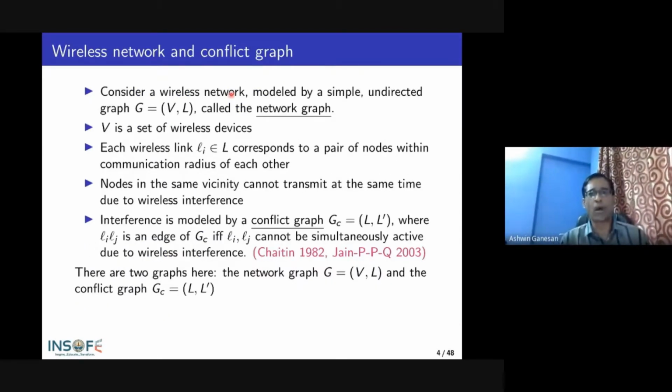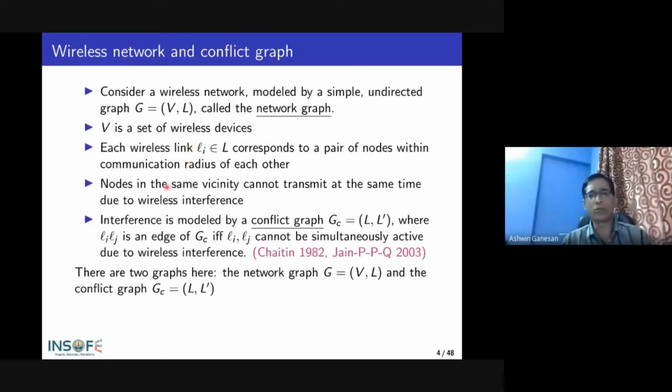So consider a wireless network, which is modeled by a simple undirected graph G, where V is the vertex set, where every vertex is some wireless device. It could be a laptop, your smartphone, some Bluetooth device. And L is a set of wireless links. Anytime you have a pair of nodes which are within communication radius of each other, say you put a bunch of nodes in the Euclidean plane, and you join two nodes by an edge if and only if the distance between those two nodes is at most 1. So you have to decide in some manner which pairs of nodes are joined by an edge, and then you get your set L of wireless links.